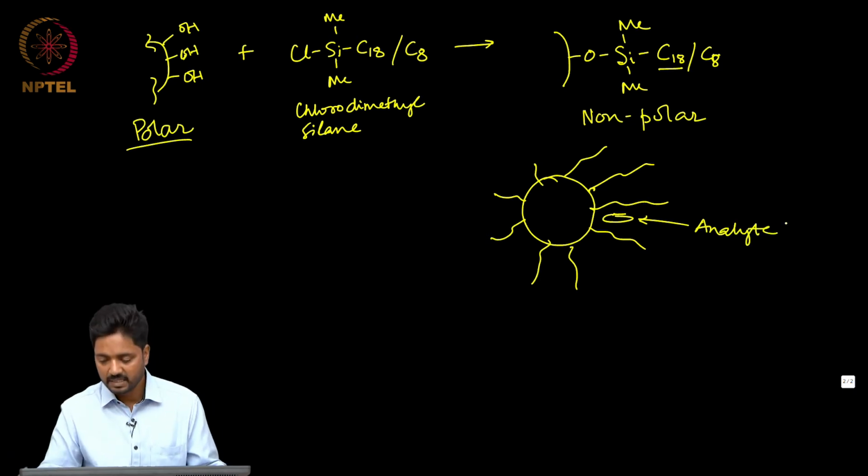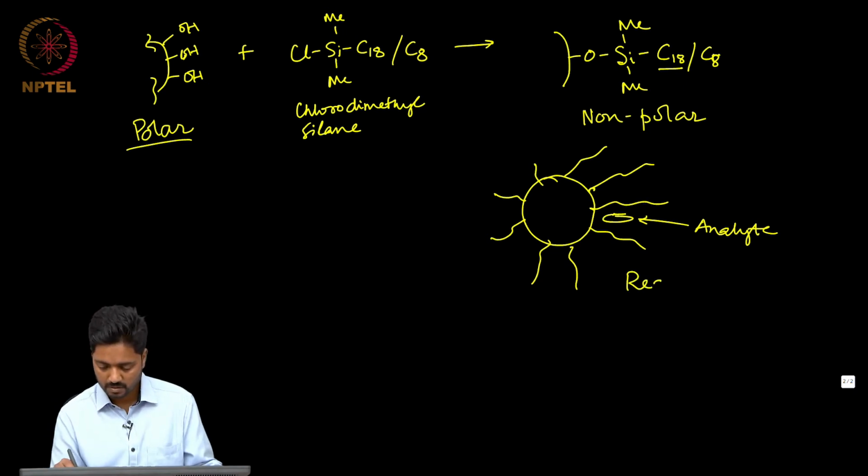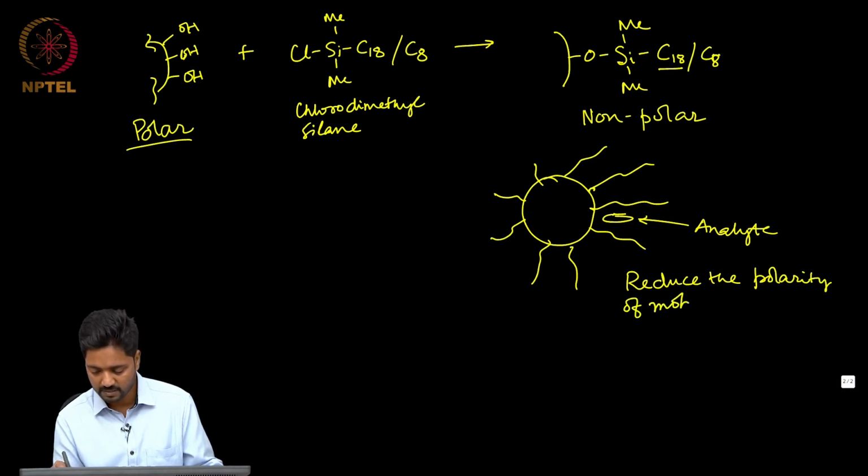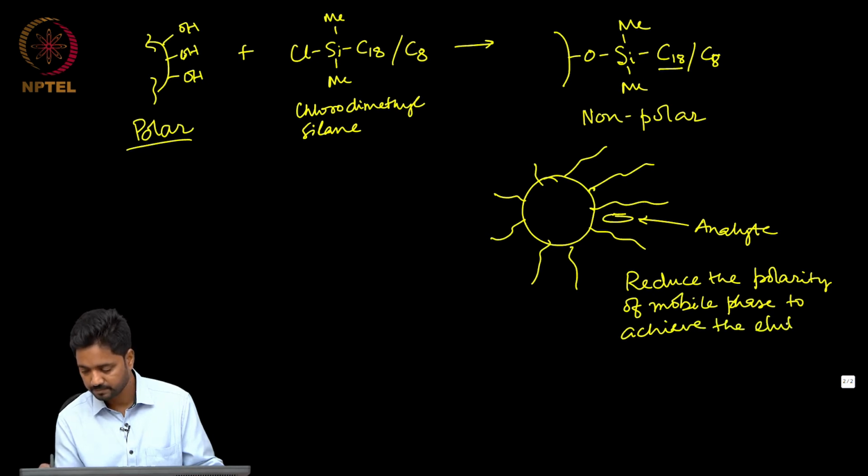So, if the analyte is also non-polar, it would like to partition well into this non-polar phase and will not elute out. So, we need to reduce the polarity of the mobile phase to achieve the elution of the analyte from the chromatographic column.